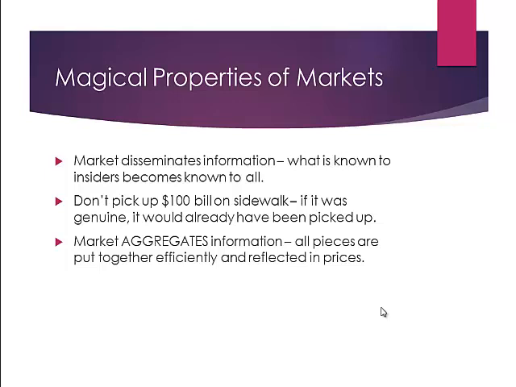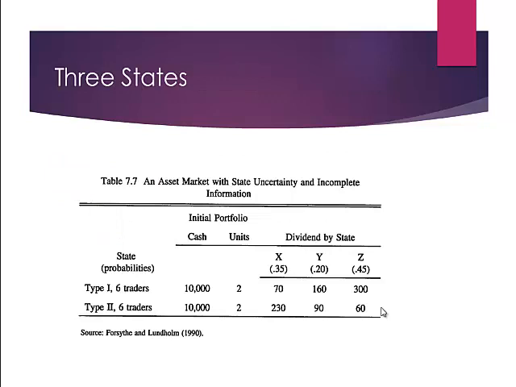So this is the theory that markets disseminate information. There is also a theory that markets aggregate information. All prices are put together efficiently, and different people have different types of information, and these are collected by the market and aggregated to arrive at an efficient outcome. So something like this happened in the previous experiment, and this is another experiment like that, in which we have 3 states with 3 different probabilities.